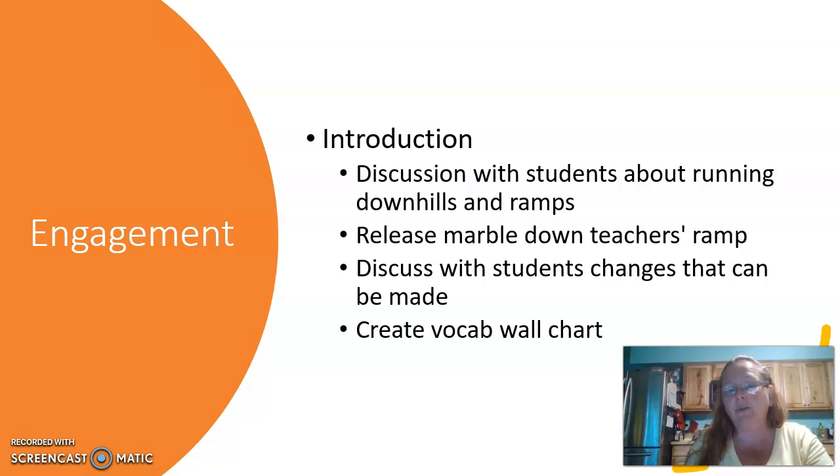Next, the teacher is going to release a marble down the ramp that she has built as an example for the students. Then we're going to discuss with the students changes that could be made to the ramp to either make the marble go faster or slower. The last thing on the introduction, we're going to create a vocabulary wall chart for all the students to be able to reference during their lesson.